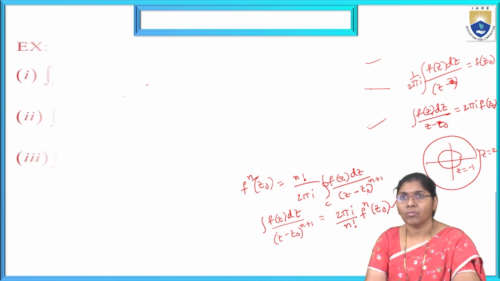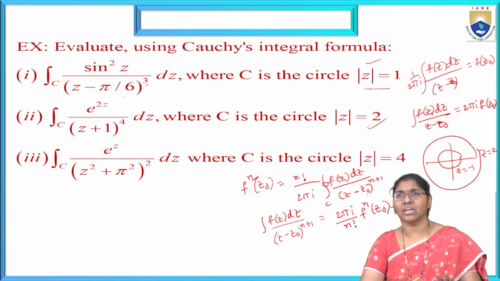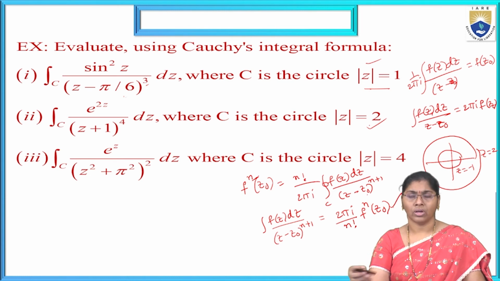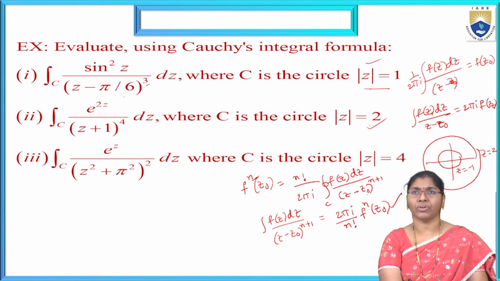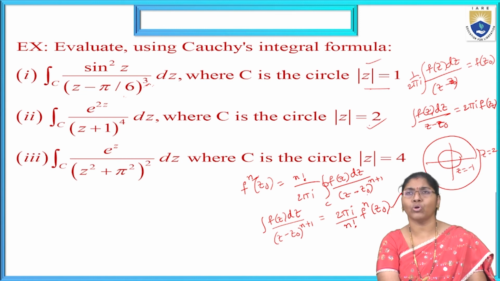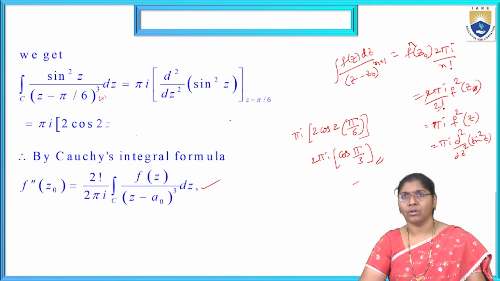By using the Cauchy integral formula, we are solving the generalized Cauchy integral formula only. Without the Cauchy integral formula, we cannot find the generalized integral formula. What is the difference between these two? Here the power of the denominator, z minus z naught to the power of n plus 1, means it is the generalized Cauchy integral formula. Here n is equal to 1, that is the Cauchy integral formula. Now all problems are completed.